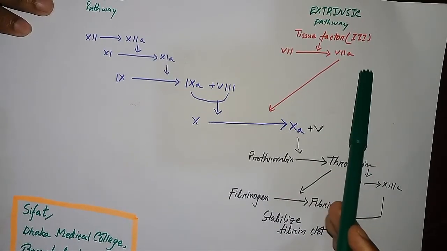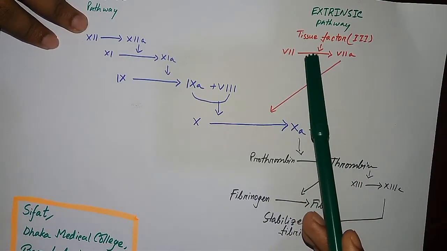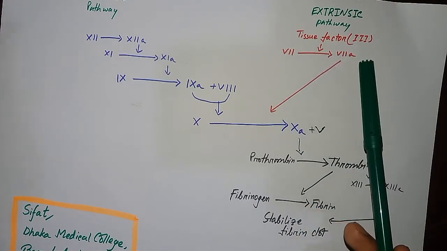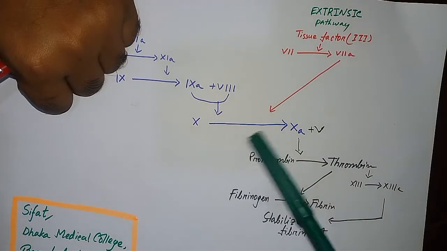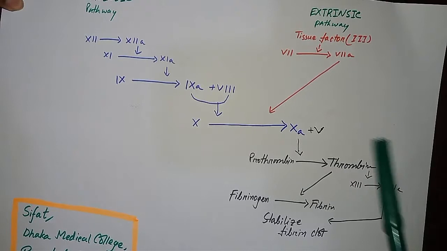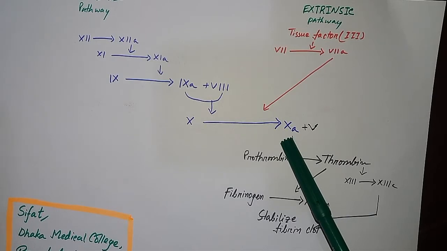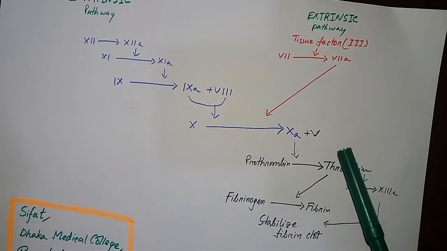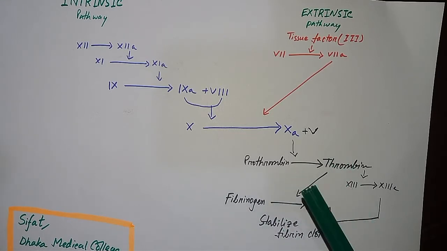And in the extrinsic pathway, it starts with tissue factor, and tissue factor activates factor 7. When factor 7 is activated, it in turn activates factor 10, and factor 10 along with factor 5 ultimately causes that reaction. And thus it is the intrinsic and extrinsic pathway. And you can see that the extrinsic pathway is small, so the extrinsic pathway is much faster than the intrinsic pathway.